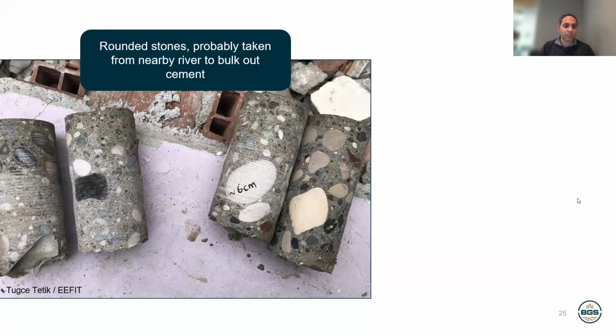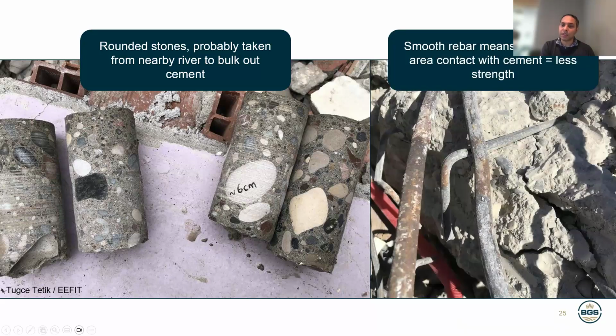And those of you who are geologists know where big round pebbles come from. They come from rivers. And so what this contractor had done was gone to the local river, picked up a load of stones and dropped it into the mortar mix to bulk out the cement. And this fundamentally weakens that cement and its ability to support load, and arguably contributed to the collapse of this building.